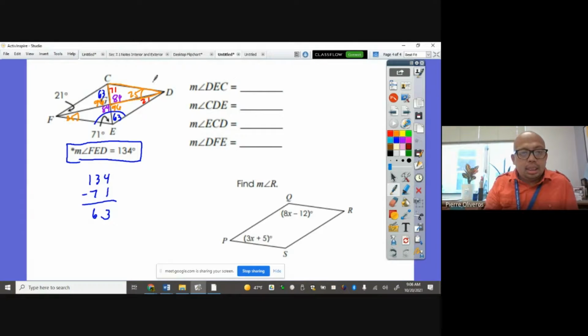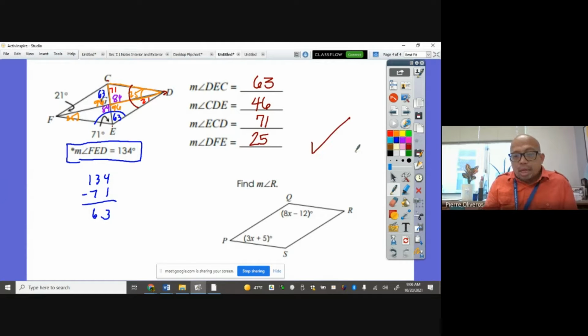What is DEC? DEC will be 63. CDE. So you add 25 and 21, that will give me 46. ECD. ECD is 71. And DFE. DFE is 25. There you have it.